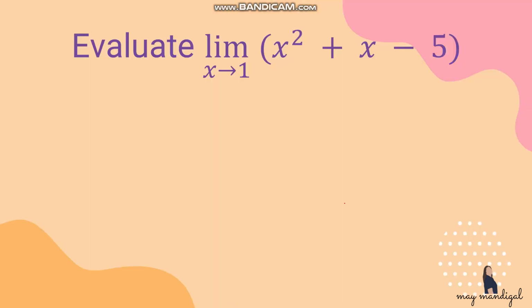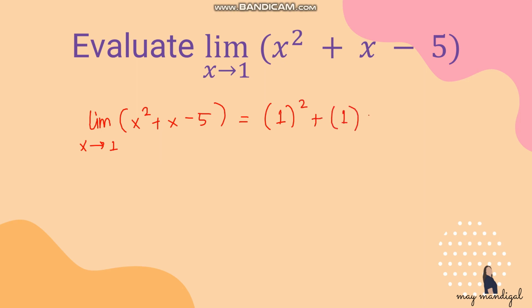Let's have an example. Let's say we have to evaluate the limit of x squared plus x minus 5 as x approaches 1. As you notice, the given function is a polynomial function. Therefore, we can simply do direct substitution. So this will be 1 squared plus 1 minus 5. Simplify everything. 1 plus 1 is 2, minus 5. We have negative 3. So this is now the limit of our function.